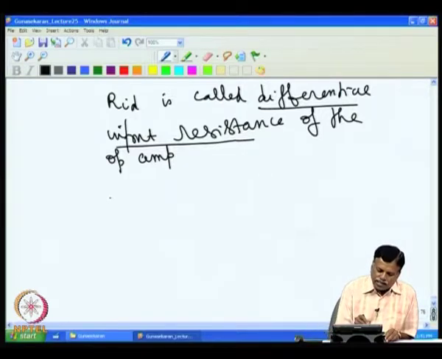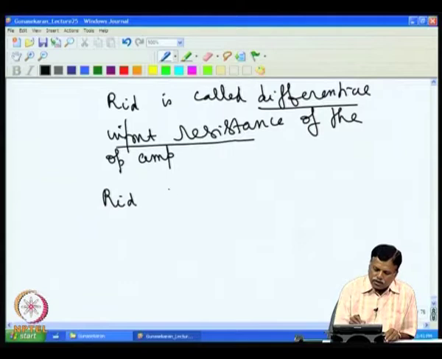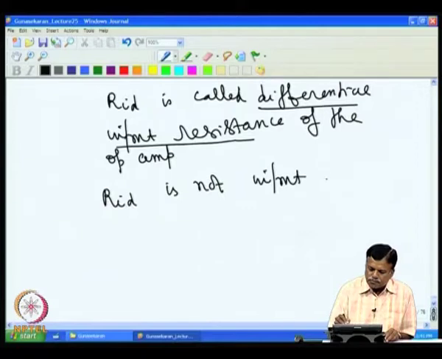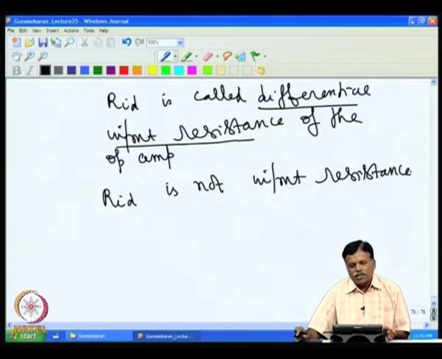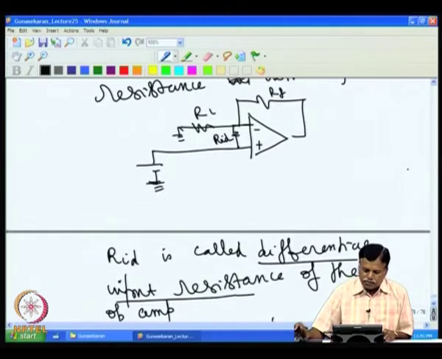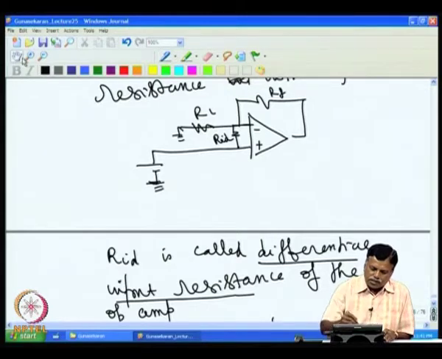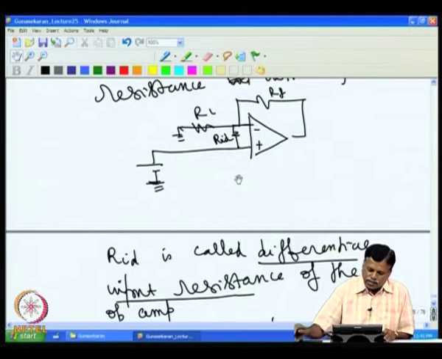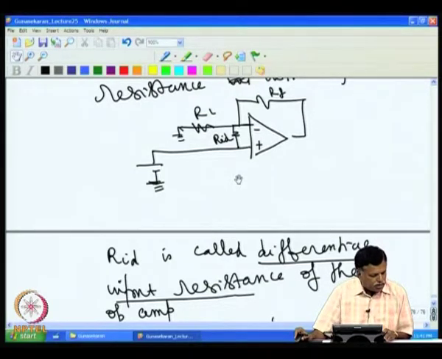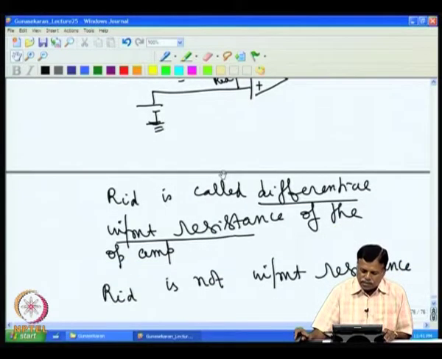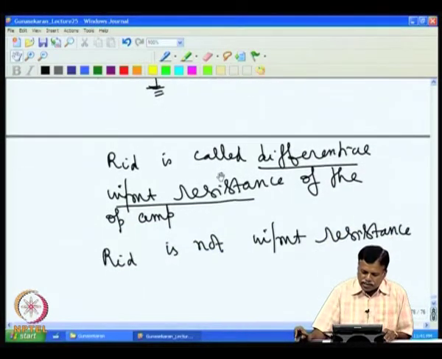So, RID is not the input resistance. This is called a differential input resistance. This is not the input resistance present at the input, because to convert into an equivalent input resistance, I have to split this RID effectively to the ground side. So, what is the current flowing through RID, I have to find out, then only I will be able to find the input resistance. So, this we can determine by assuming current I in RID.